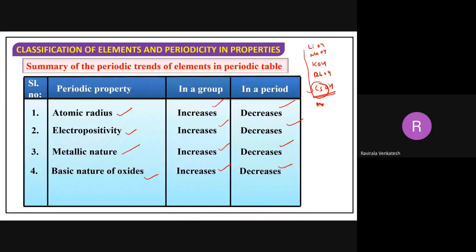So if you observe all these four: metallic nature means losing of electron, electropositive character means losing of electron. They increase in the period and decrease in the group here. So all these four are collectively having the same type of order structure.